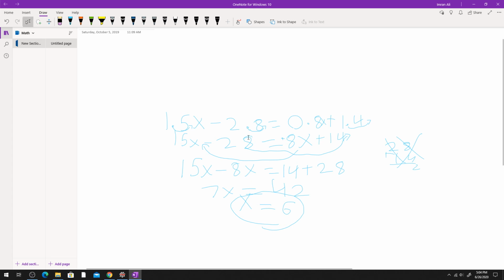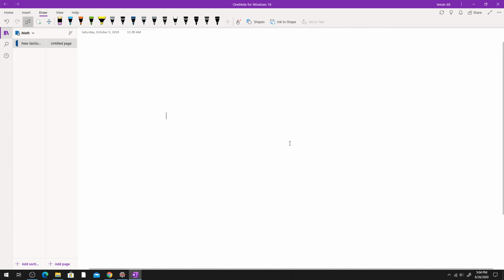And I have another equation, which is one more step further. Okay, so this last one right here, it's going to be 0.09x plus 0.24 equals 0.06x plus 0.42.